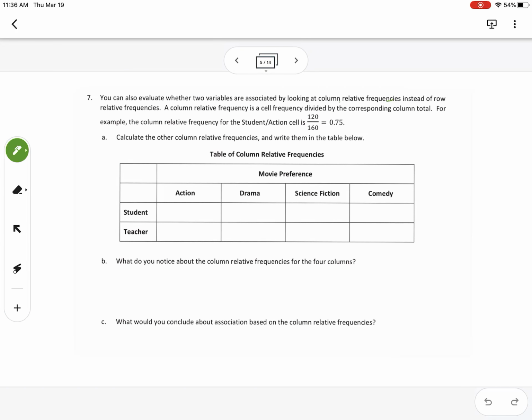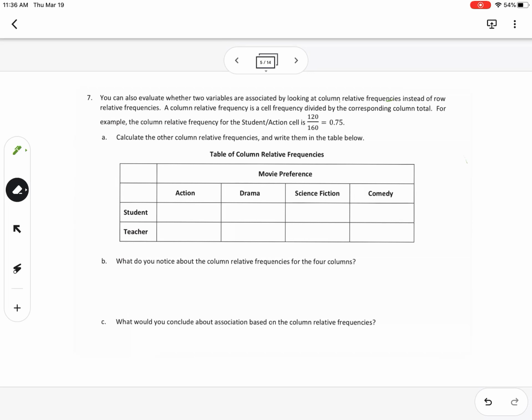All right, so on number 7 here, we're using the same scenario, we're just using it a little differently. Last time we did row frequency, which was calculating it from left to right. Now we are going to use what's called column frequency, and the columns go up and down. So when we look at column frequency, we're just looking at the percentage or the preference of action movies between two groups: drama, science fiction, comedy. So they gave us one example here.